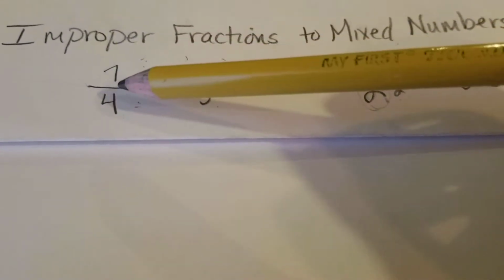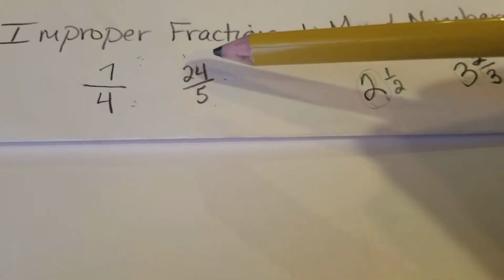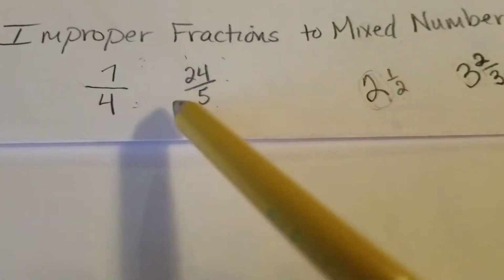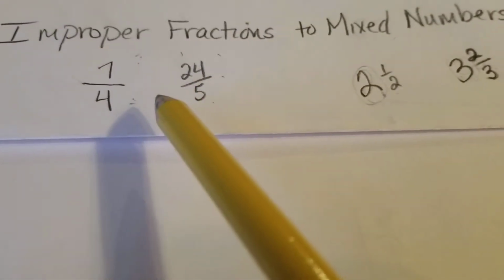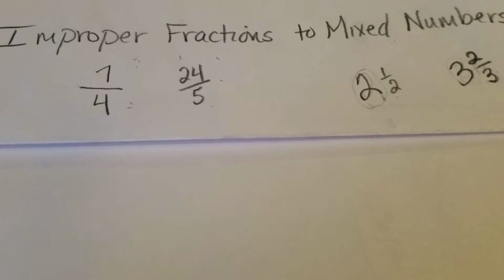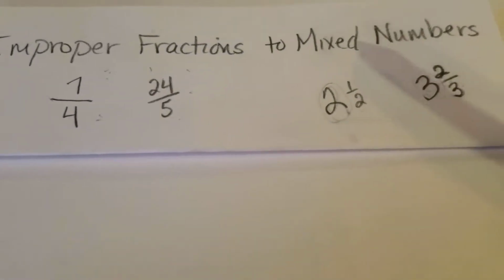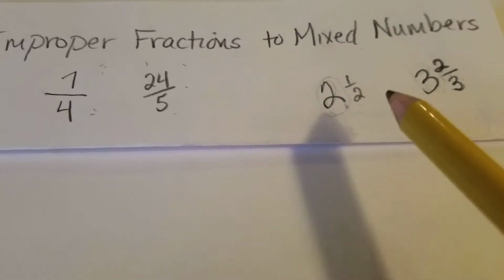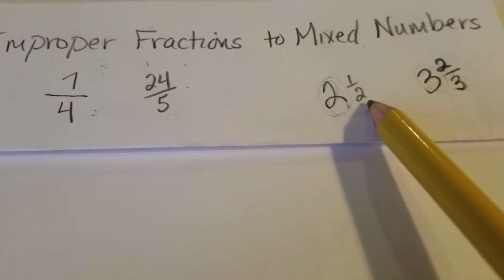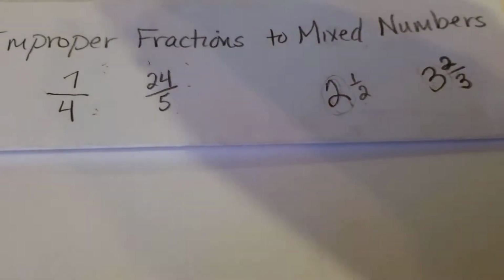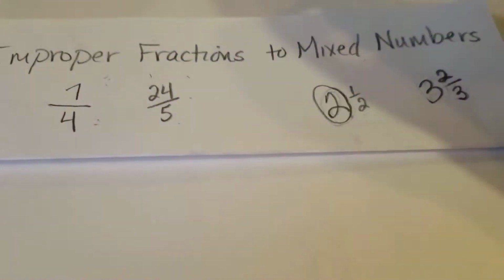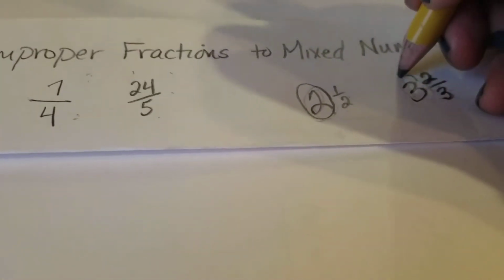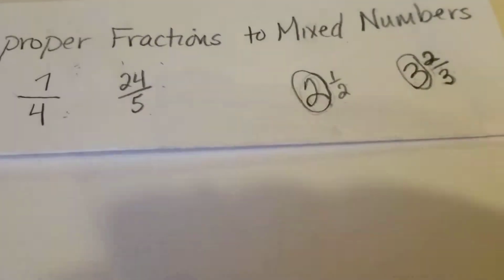So 7/4, the 7 is greater than the 4. 24/5, 24 is greater than 5. So an improper fraction has a greater numerator than denominator. A mixed number is just what it suggests. It's a mixture of two different types of numbers. You have wholes and fractions. So a mixed number is going to take a whole number and write it with a fraction to create a mixed number. So in this one, we have the whole number of 3 and 2/3 is our fraction.